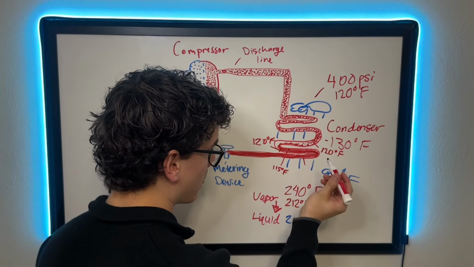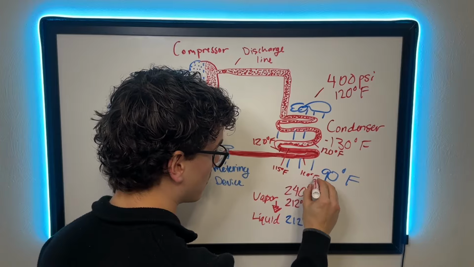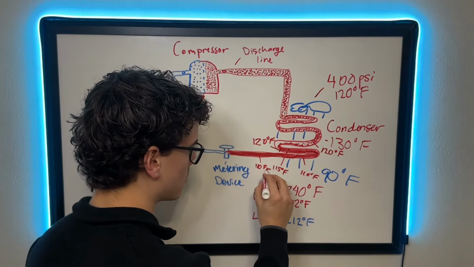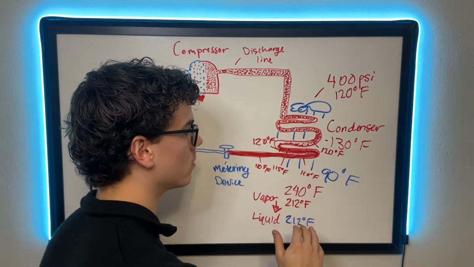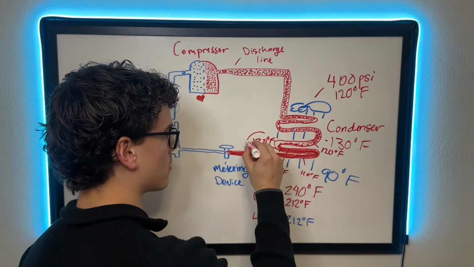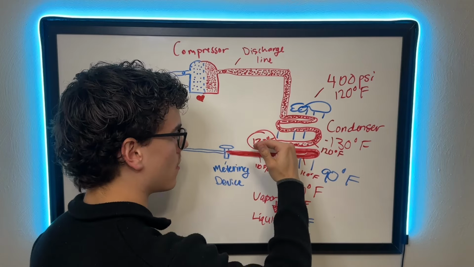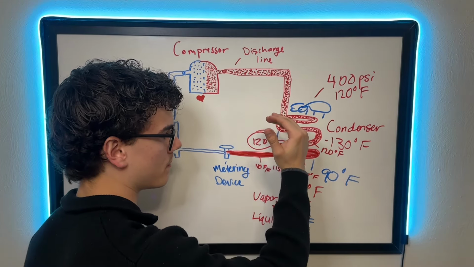And at this point, we probably have 110 degrees Fahrenheit. And then it stays 110 degrees Fahrenheit until it gets to the metering device. But what have we just done there? We've subcooled the refrigerant. This is the saturation point, this 120 degrees Fahrenheit. That's the point at which below it, it will be subcooled, and above it, it will be superheated.